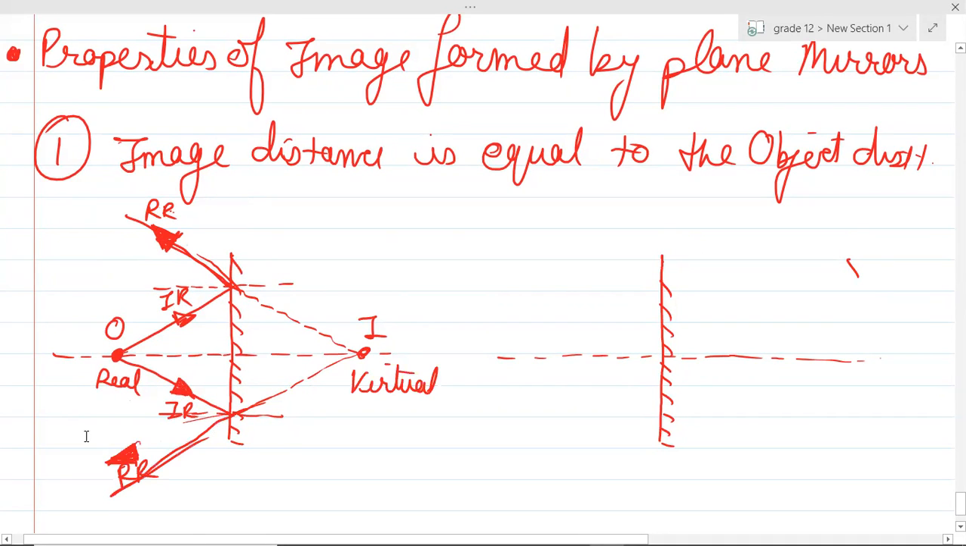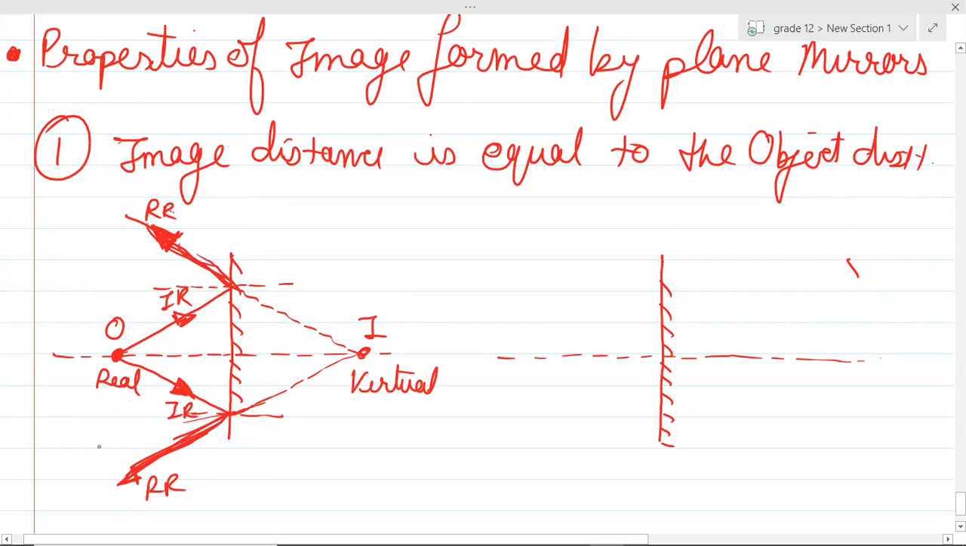Just focus only on the reflected ray part, please. Don't focus on anything else, only the reflected ray. Shall I draw a good diagram? Shall I draw something like a good diagram? Guys, shall I draw it using a scale pen? No, sir, it's fine.